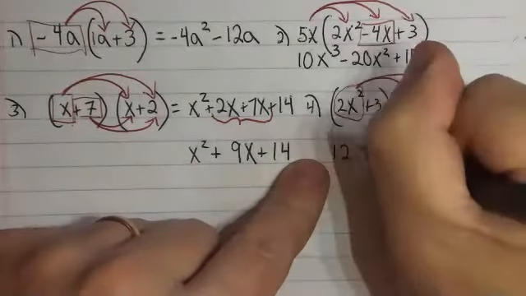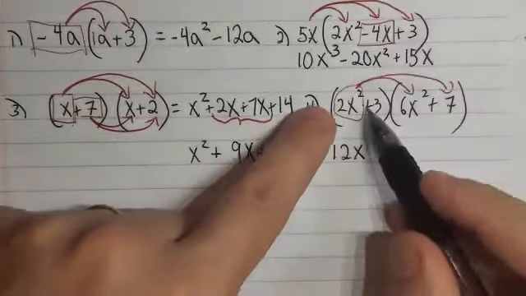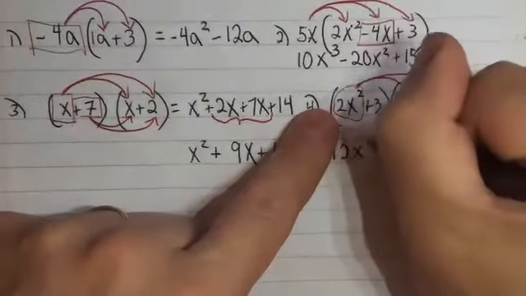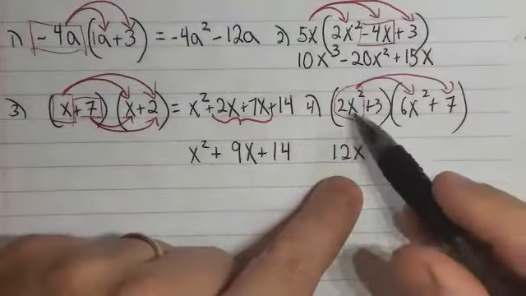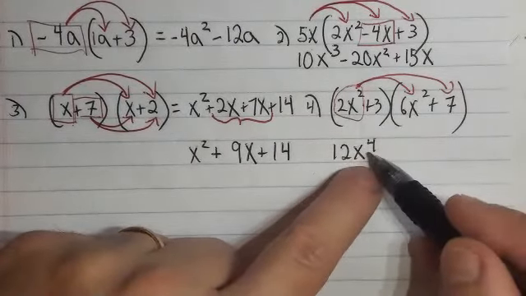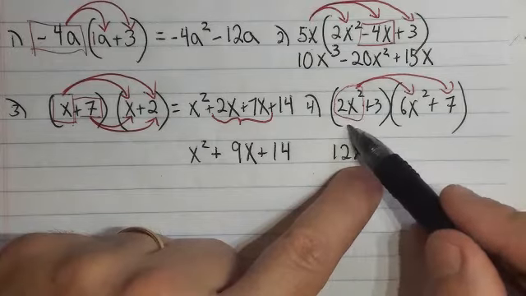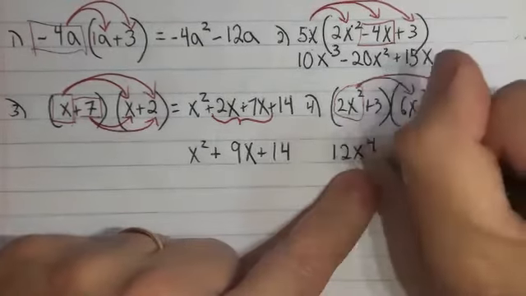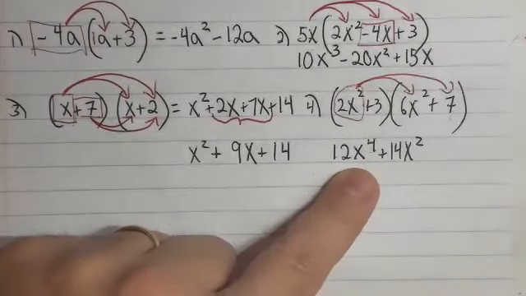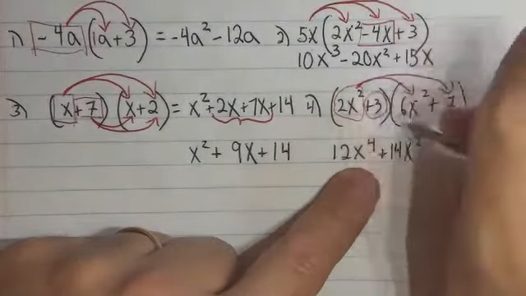That'll give me 12. And then x squared and x squared, how many x's altogether? We add 2 and 2, and we get 4. So that's 6 times 2 is 12. X squared times x squared gives me x to the 4th. 2x squared now times a positive 7 is going to give me 14x squared. Okay, I'm ready to move on to my second part.